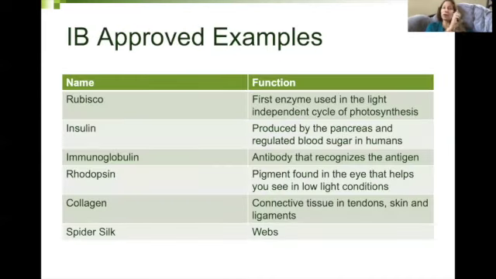You guys need to know these IB approved examples of proteins. So Rubisco is the first enzyme in photosynthesis. Insulin is produced by the pancreas and regulates blood sugar. Immunoglobulin is an antibody that recognizes different antigens. It's in your immune system. Rhodopsin is a pigment found in the eye that helps you see in low light conditions. Collagen is in your tendons, skin, and ligaments. And then spider silk is in spider webs.